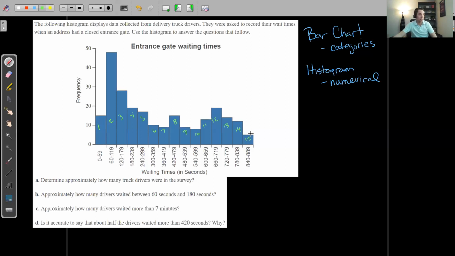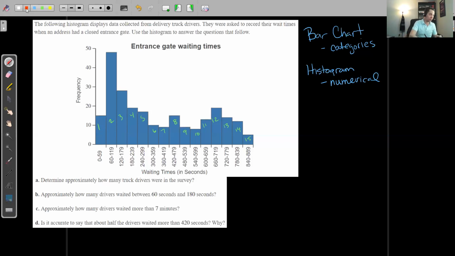Okay? That's not the height of them. I'm just saying that this is the way you can think about it. Did they get in within the first minute or the second minute or the third minute or the fourth minute? And they said yes or no. Okay, so we took their times and grouped them up and created this histogram based off of it. So let's first determine approximately how many truck drivers were in this survey.